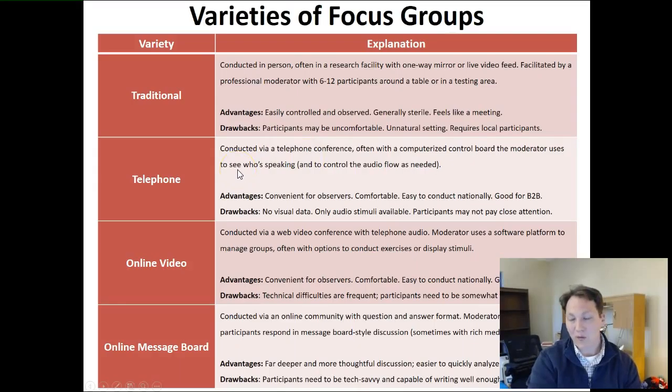Just as in a regular focus group, we need people who are articulate and who can speak in a way that we can understand them to be able to participate in a group discussion. In online message boards, they need to be able to write in such a way that we can actually understand what it is they're trying to say.